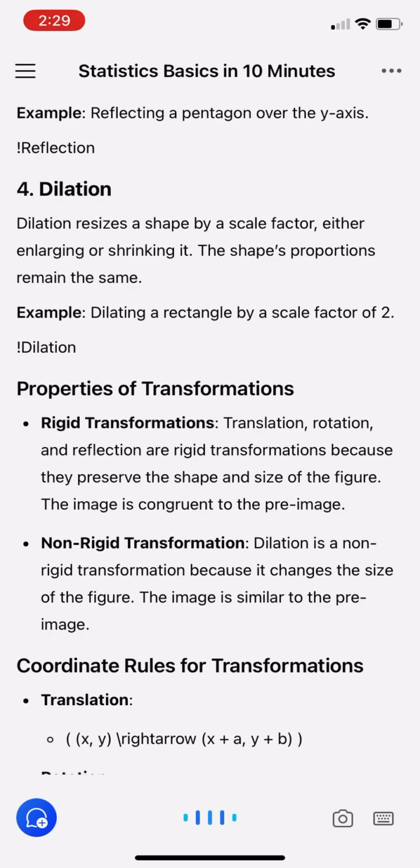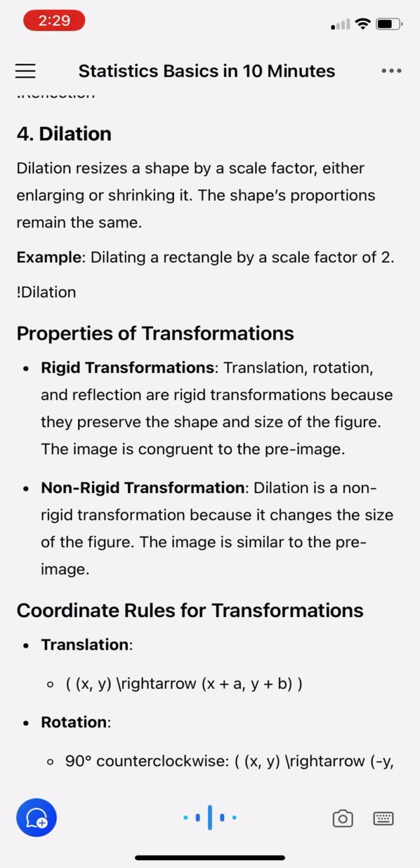4. Dilation. Dilation resizes a shape by a scale factor, either enlarging or shrinking it. The shape's proportions remain the same. Example: dilating a rectangle by a scale factor of 2.